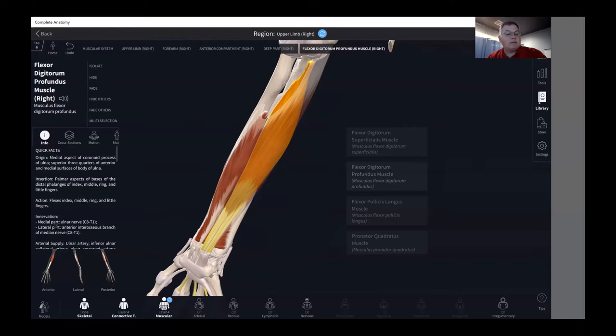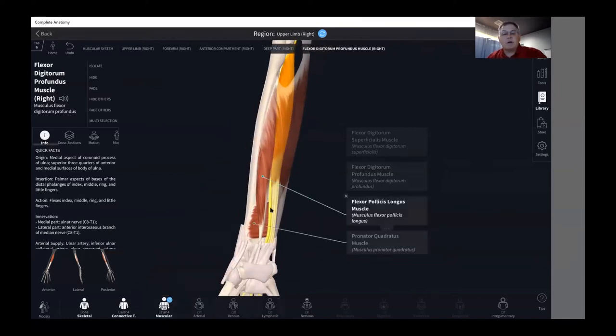Here again, innervation: the medial part, curious thing, medial part is the ulnar nerve, C8 to T1, and the lateral part is the anterior interosseous branch of the median nerve, C8 to T1. So one of the few times we have a single muscle innervated by different nerves. So ulnar and median nerve innervation.